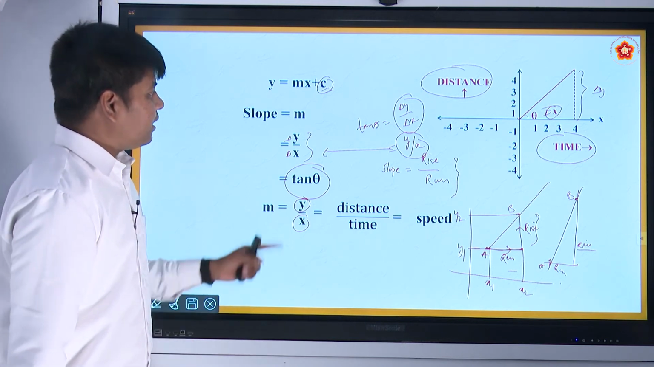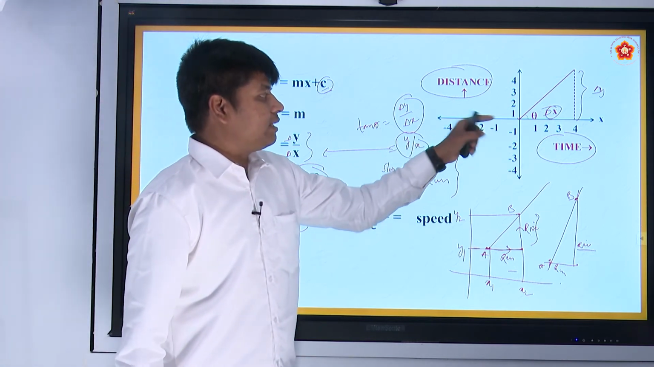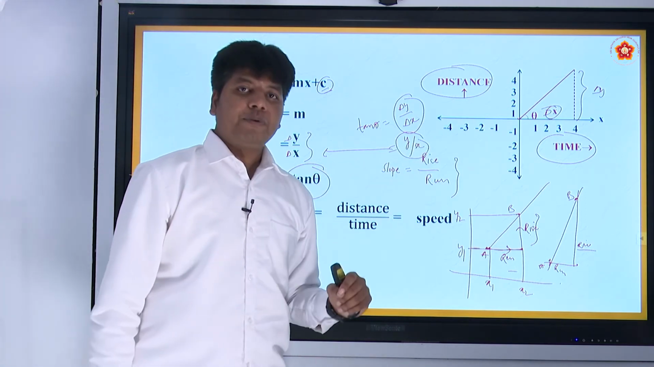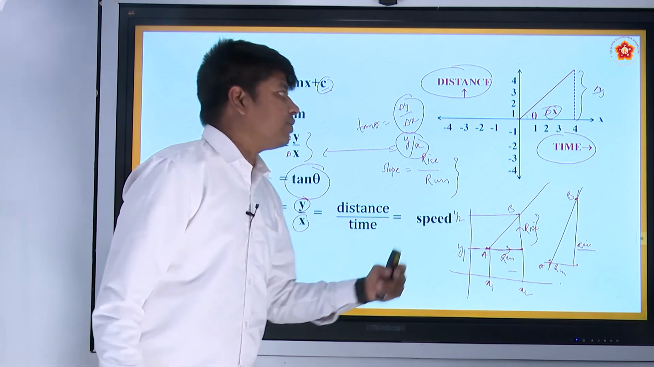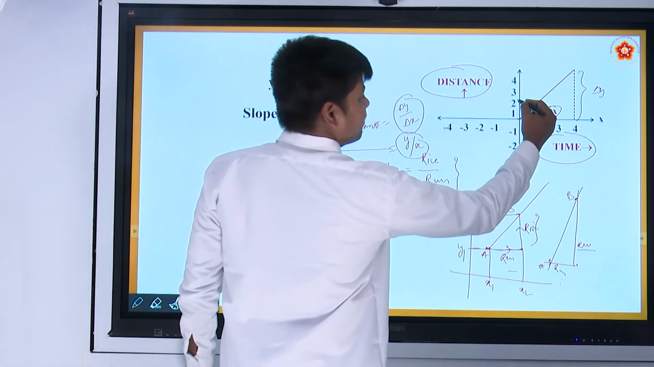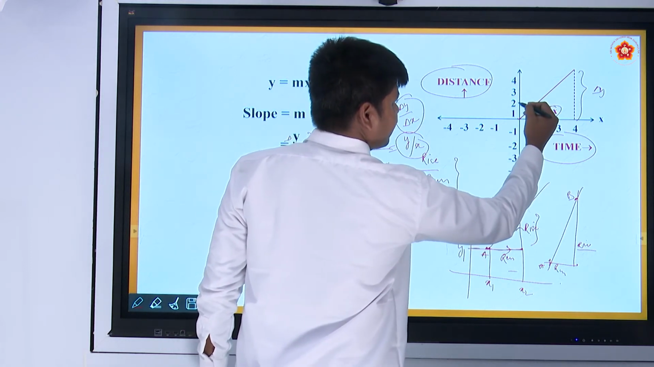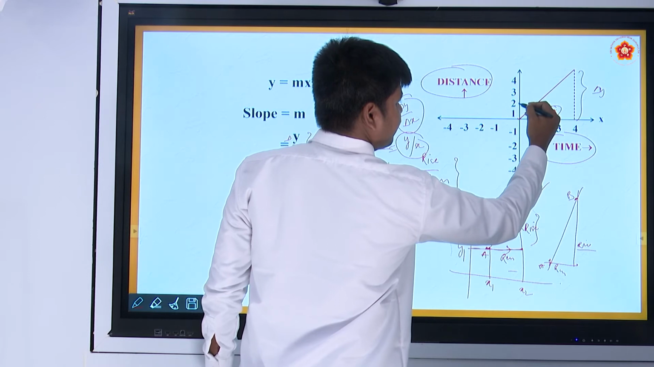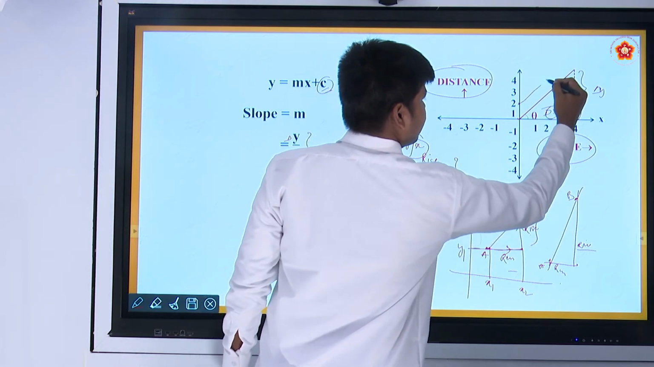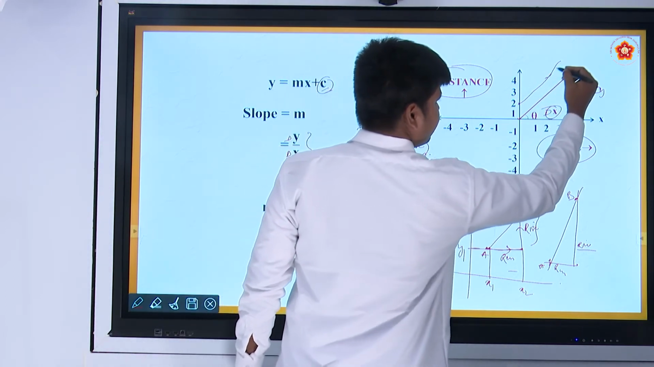Alright, so here you can say, sir, here you have taken c as 0. For example, if I take c as some value, c is nothing but the y-intercept. For example, if I take the same straight line having the y-intercept at 2. Suppose it's a straight line.